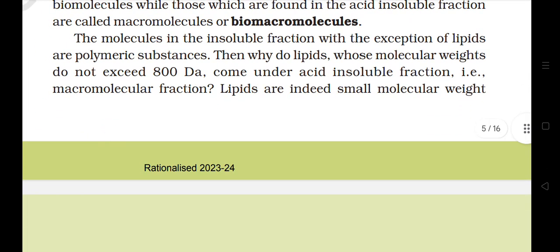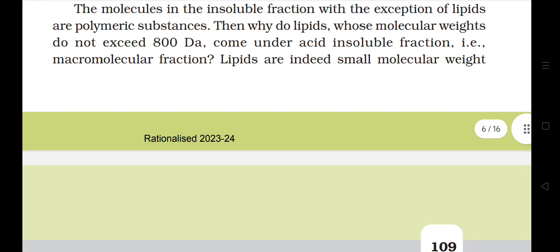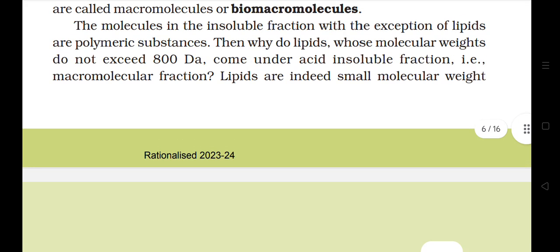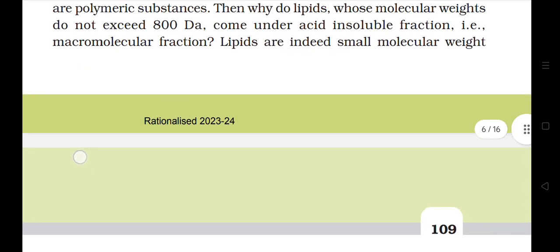The molecules in the insoluble fraction, with the exception of lipids, are polymeric substances. Then why do lipids, whose molecular weight does not exceed 800 Dalton, come under the acid insoluble fraction? That is why they are in the macromolecular fraction.